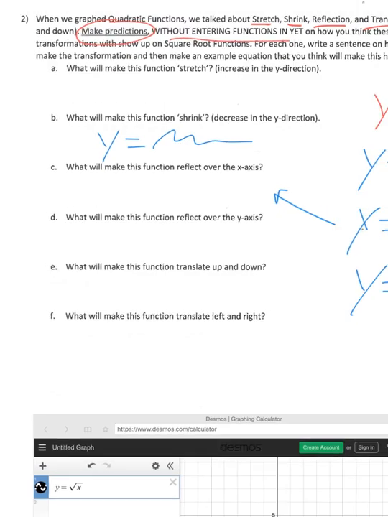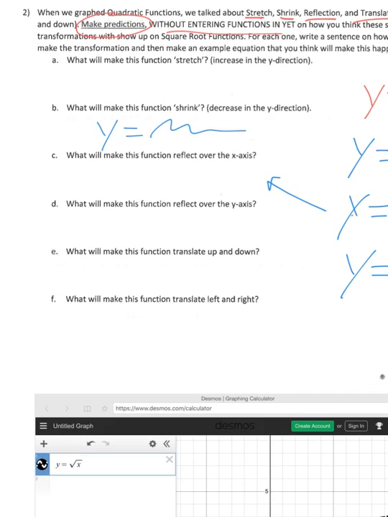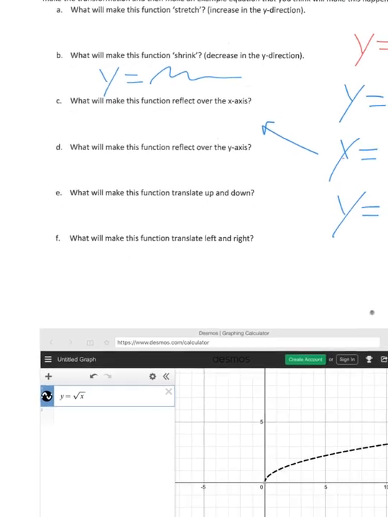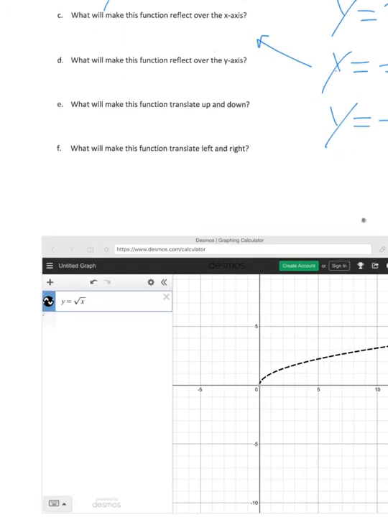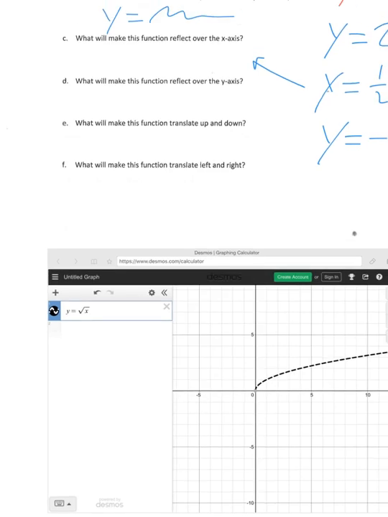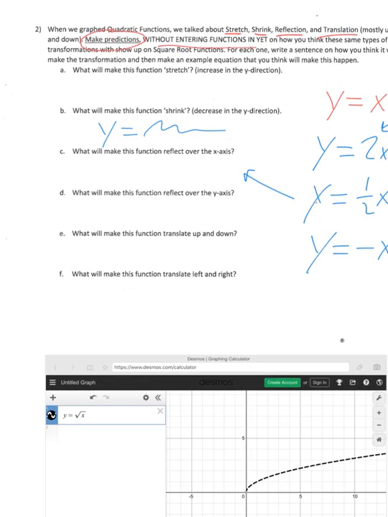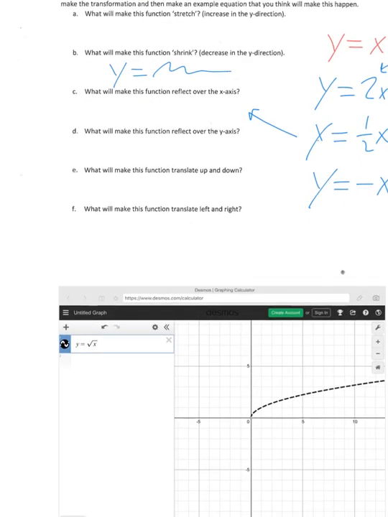What do you think is going to make that happen? Okay, and then once you have made your predictions, once you've guessed for each one of these, then you can go to Desmos and try to plug them in and see if what you put up there as your example happens down there on the graphing calculator. Did it make a vertical stretch where everything increased in the y direction, where it looks steeper, it went up more, okay? Or did it shrink? Did it decrease in the y direction? Did you make it reflect over the x-axis, reflect over the y-axis? What did you do to make those things happen, or translate up or down or left or right?